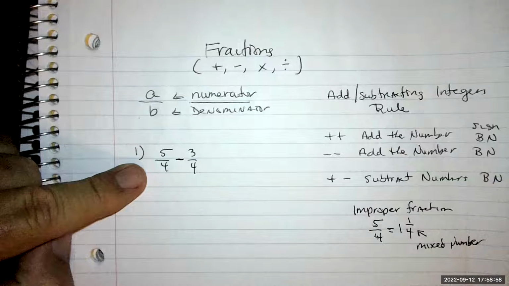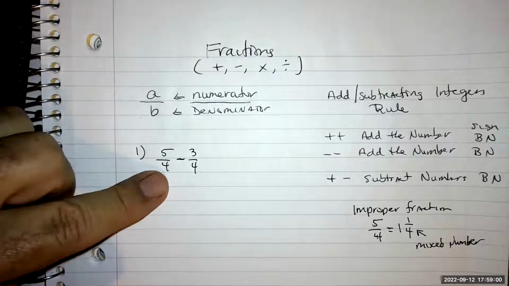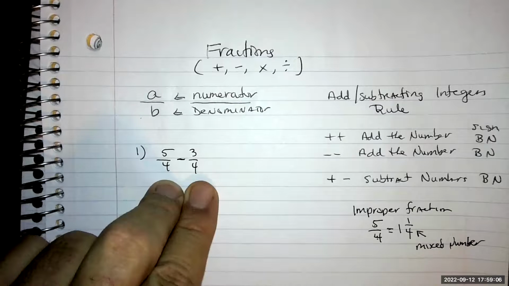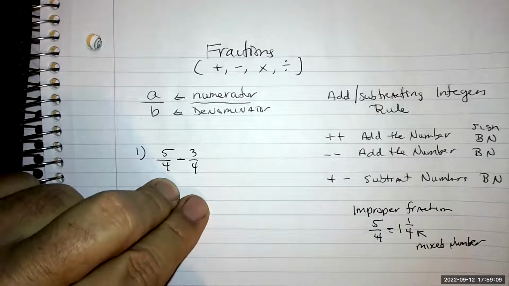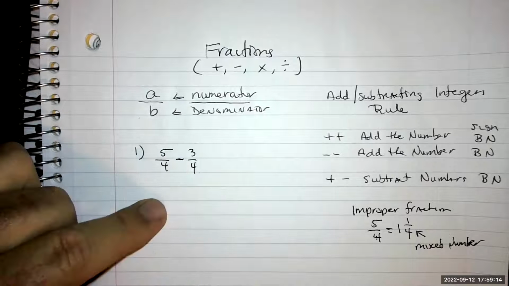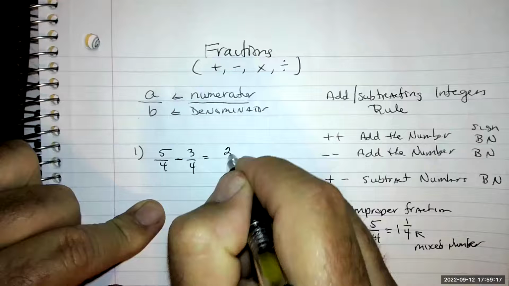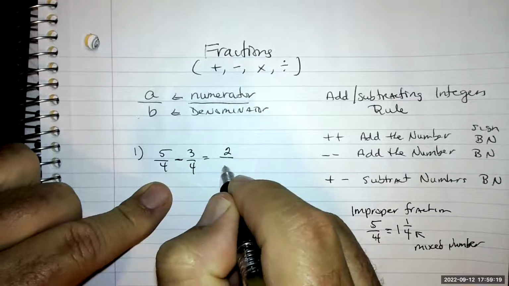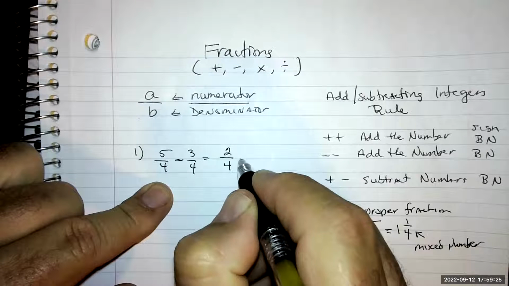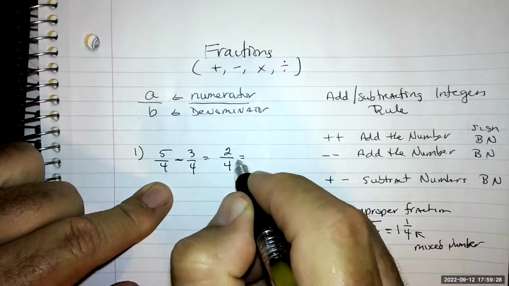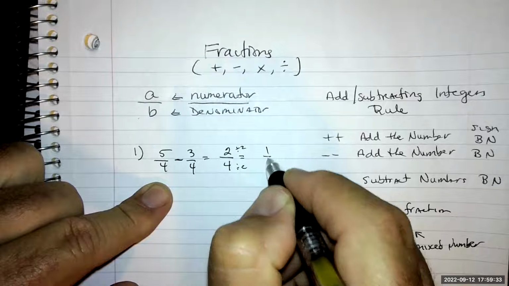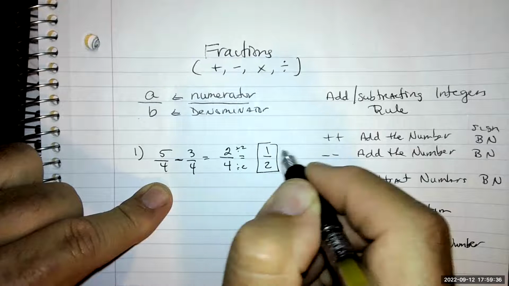The first thing we do when we're adding or subtracting fractions is look to see if our denominators are alike or unlike. The denominators both are 4, so they're alike. This is nice because when the denominators are the same, we just add or subtract the numerators. So 5 minus 3 is 2, and the denominator stays the same. We keep it as a 4. Now, it is possible that you might have to reduce your fraction. In this case, they're both even, so I can divide the top and the bottom by 2. I get 1/2. So 1/2 is my first answer.